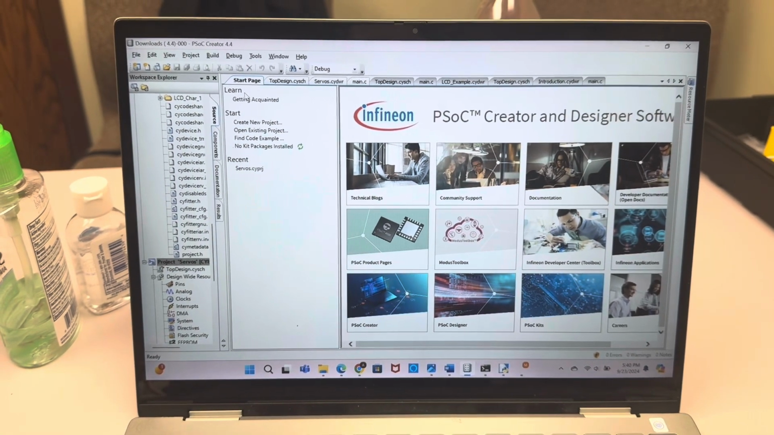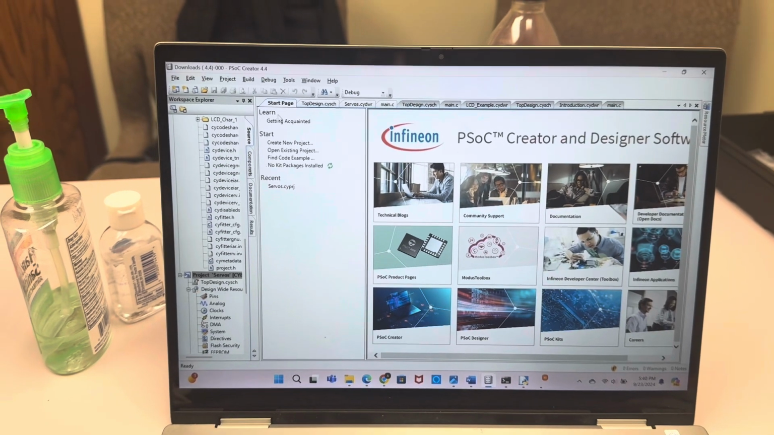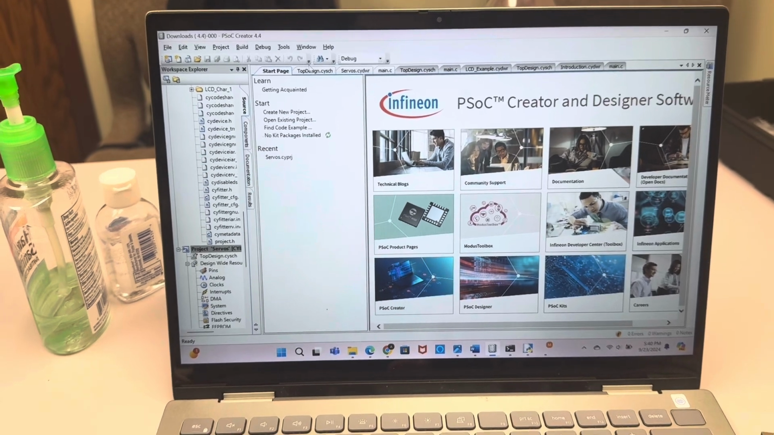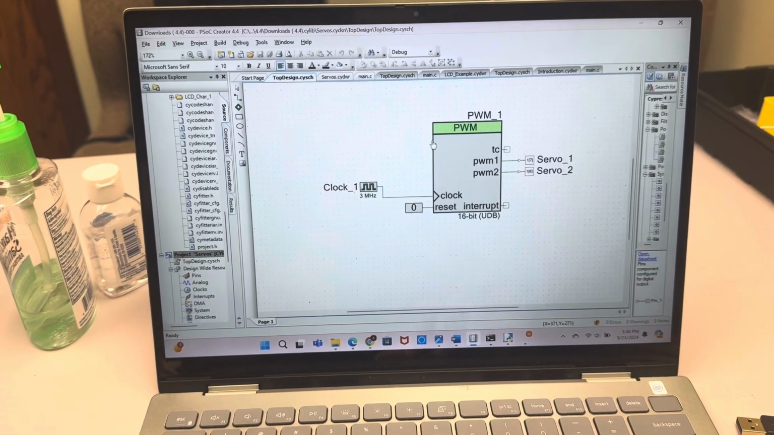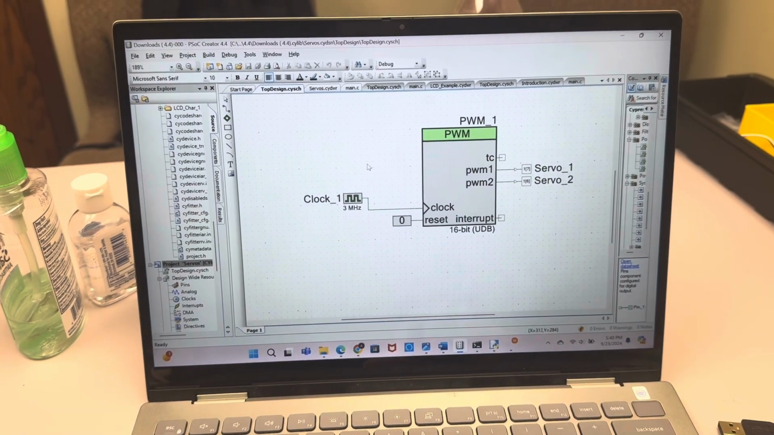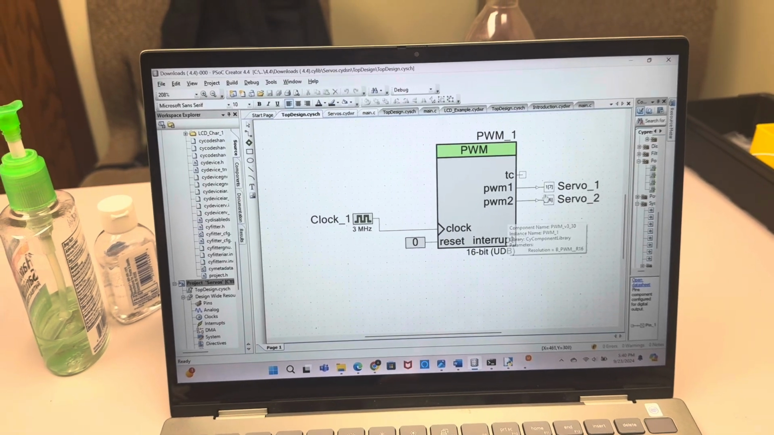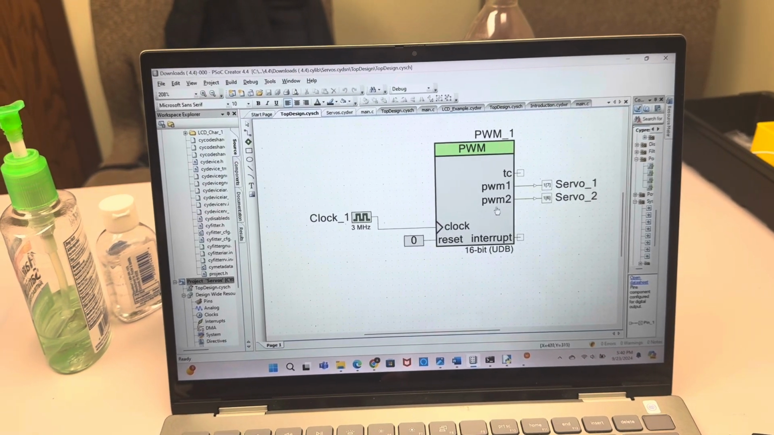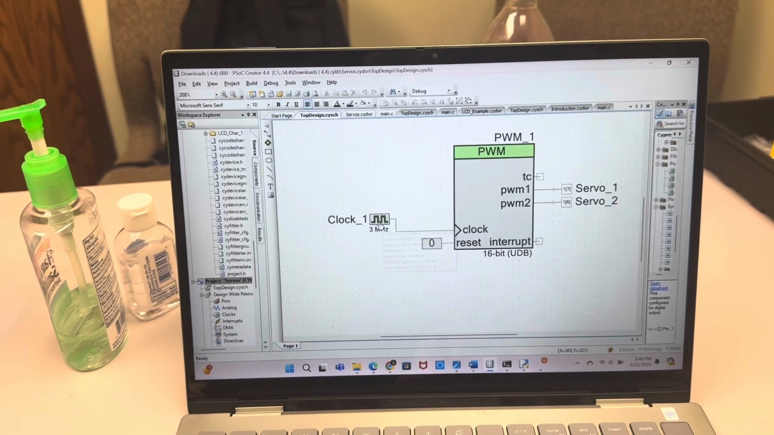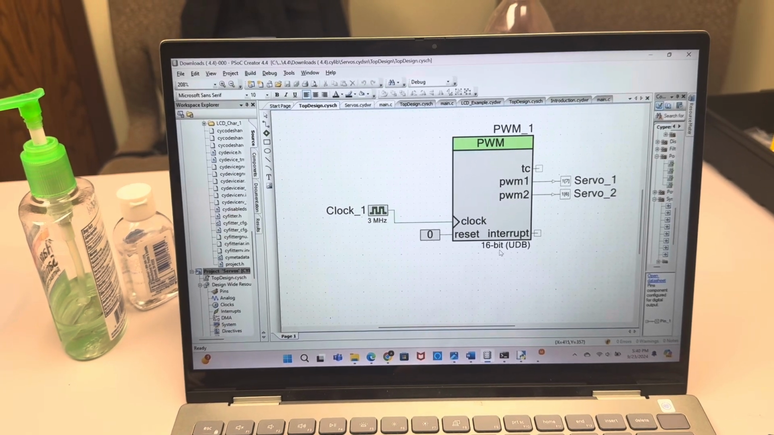For this project, you need to download certain software like the PSOC Creator and Python. Starting off with the project design, we have built the PWM. For PWM1, we have connected it to servo 1. For PWM2, we connected it to servo 2. We also added a clock and a zero reset button, and we changed it to 16 bits.